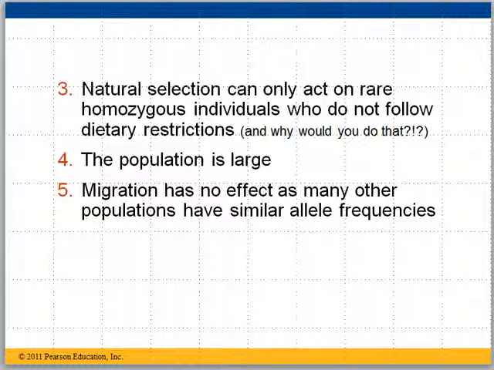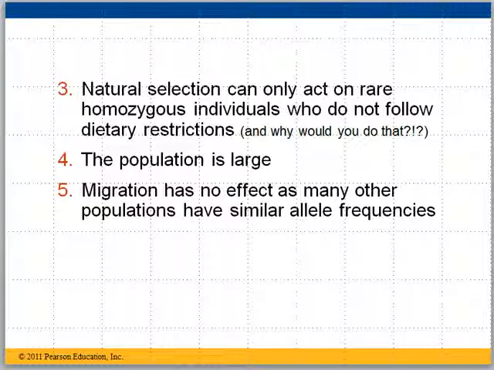That satisfies number three. Number four, the population is large. There are a lot of humans in the world, so that satisfies number four. And number five, migration has no effect as many other populations have similar allele frequencies. In other words, yes, we do have people from other parts of the world move in and out, and we have a mixing of populations, but because the frequency of this PKU allele is pretty much the same in all human populations, that really has no effect. So we can say that this PKU gene or allele is at Hardy-Weinberg equilibrium.